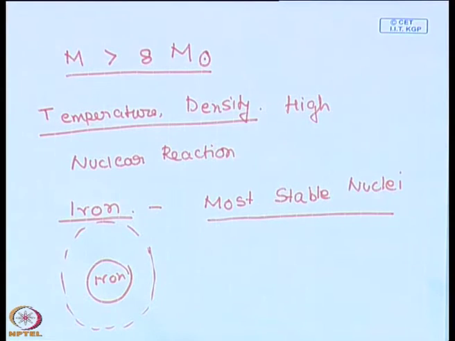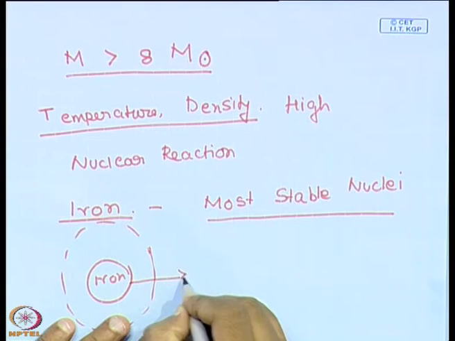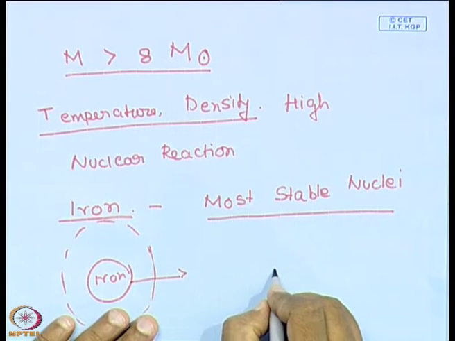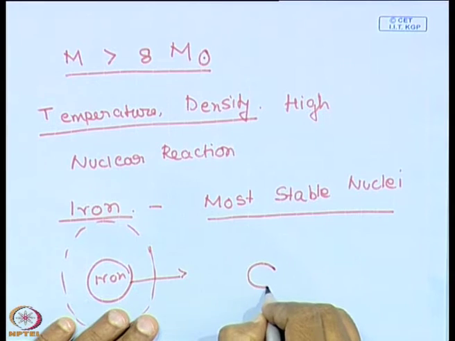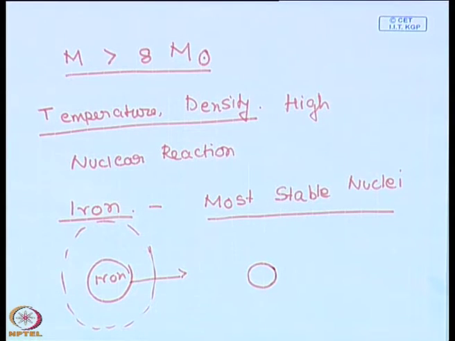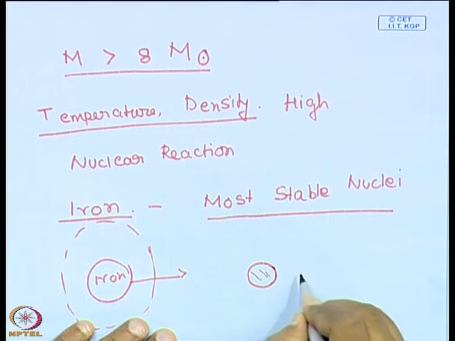So, once you form the iron core, you cannot have fusion anymore. Nuclear fusion will not get you any further. You cannot get any more stable nuclei. Now, once you form this iron core, this core collapses due to gravity. It will become smaller and smaller, and in the process it will get hotter also.